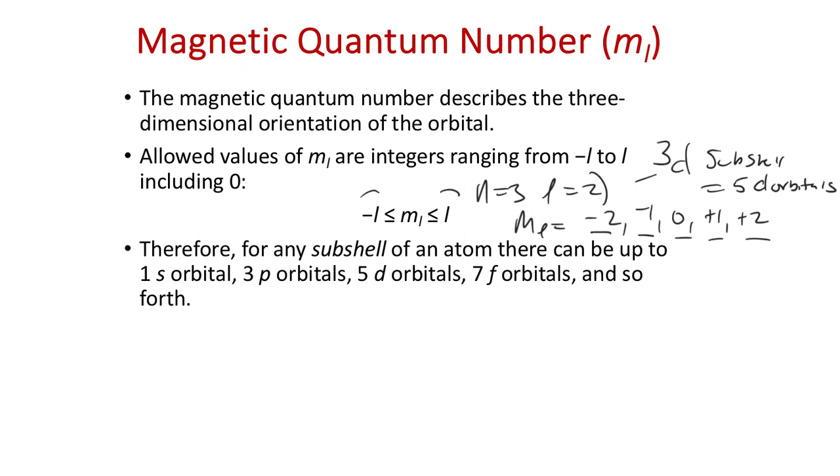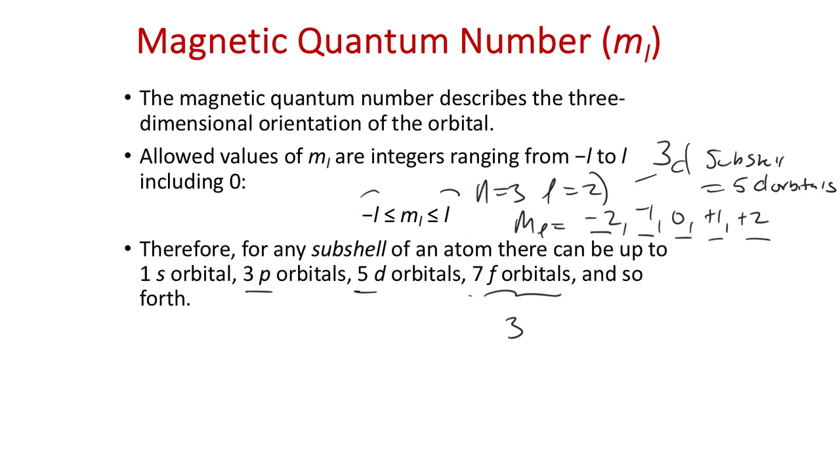So the magnetic quantum number is telling us about the projection or direction, that there's going to be 5 directions those orbitals can point. So we're going to see 5 different directions those d orbitals can point. And so for any subshell of an atom, there's 1 s orbital, 3 p orbitals, 5 d orbitals, f where L is equal to 3, minus 3, minus 2, minus 1, 0, 1, 2, 3. That's where we get that there's 7 f orbitals, and so forth.